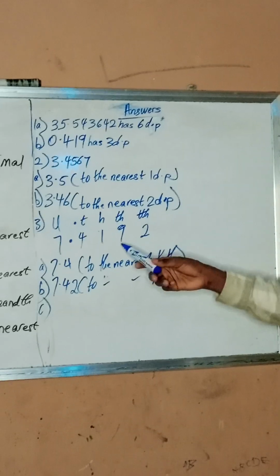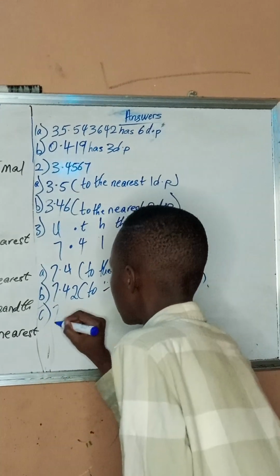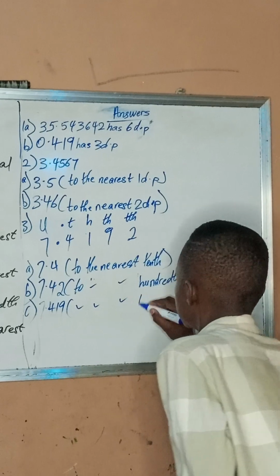Number 3. The count is 9, so the decider is 2. 2 is less than 5, so disregard the number. That would be 7.419, to the nearest 1000th.